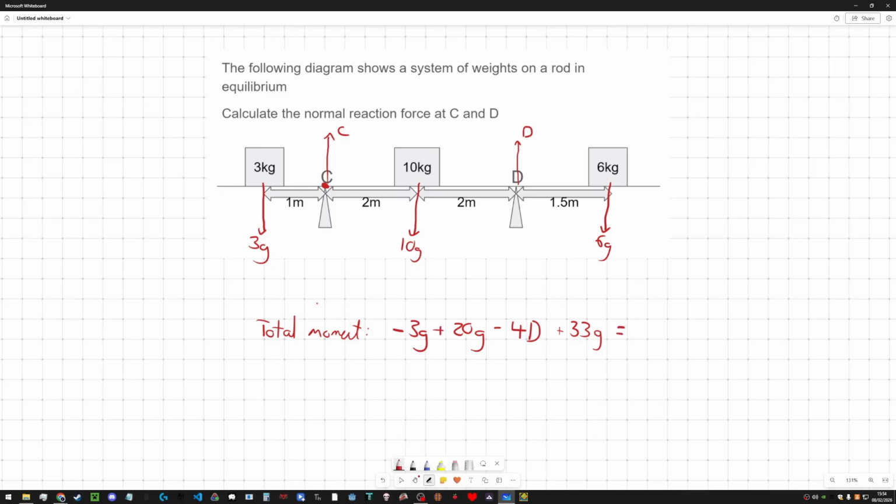Since the system is in equilibrium, we know that the total moment is going to be equal to 0. And so we can then rearrange and simplify. So minus 3g plus 20g plus 33g is going to be equal to 50g. And we'll move the 4d over to the right. And therefore d is equal to 50 on 4g, which is equal to 122.5 newtons.